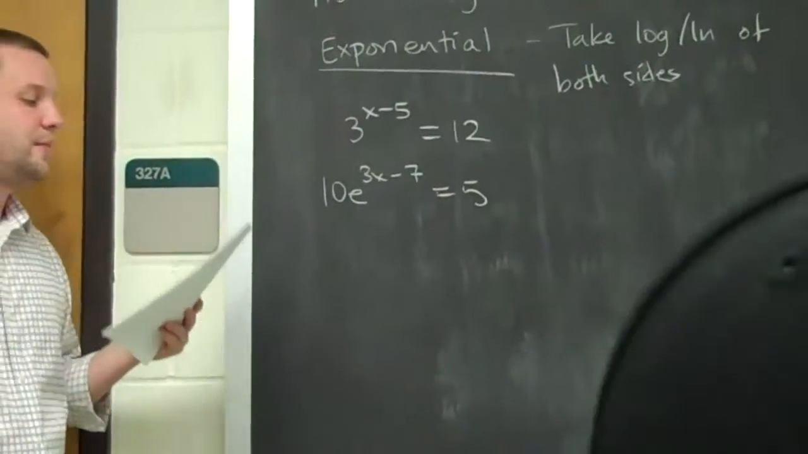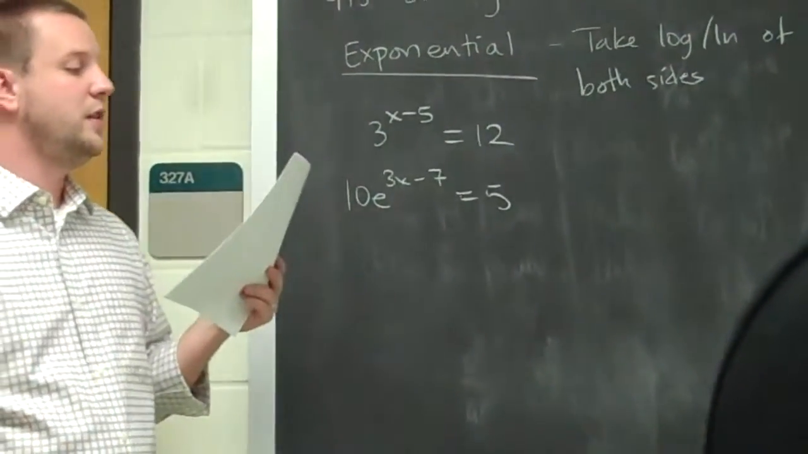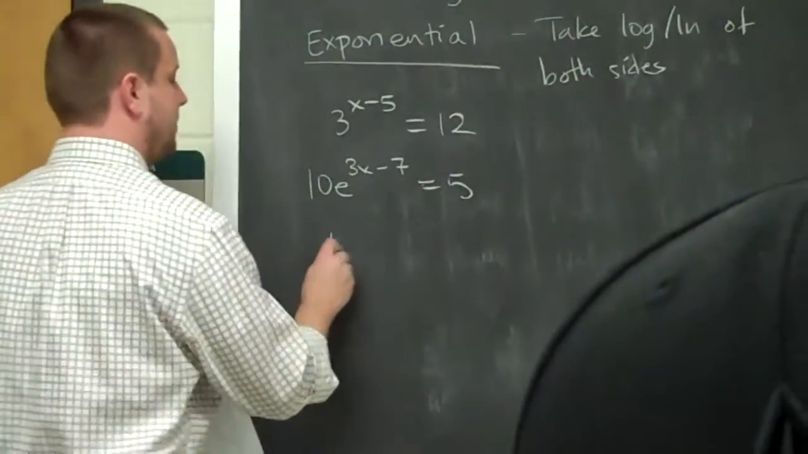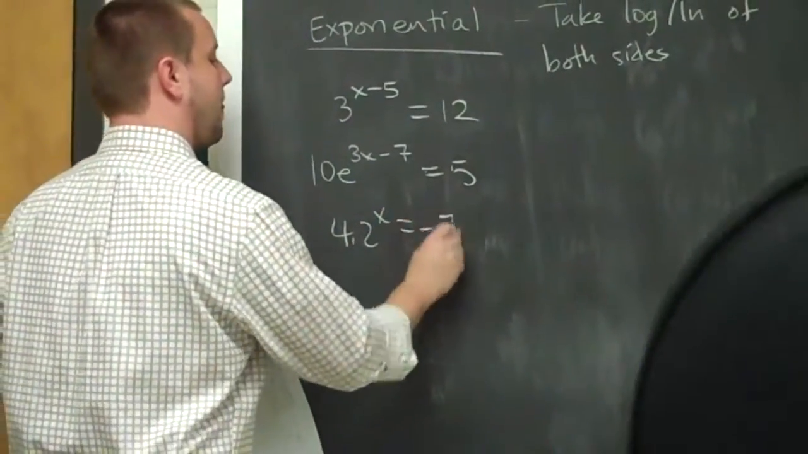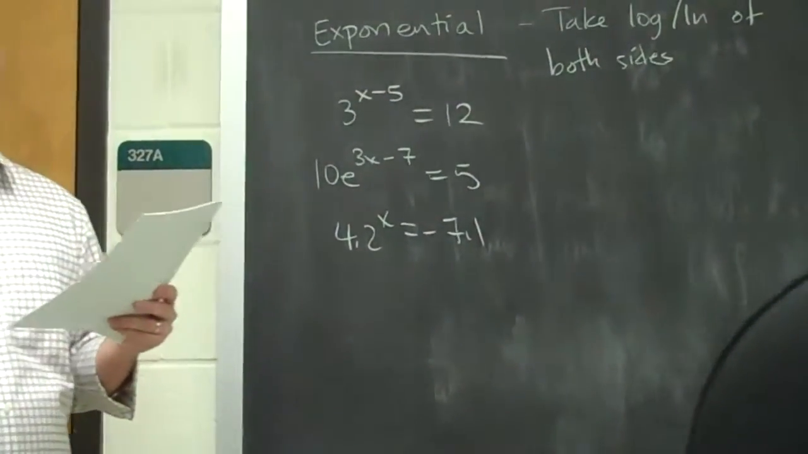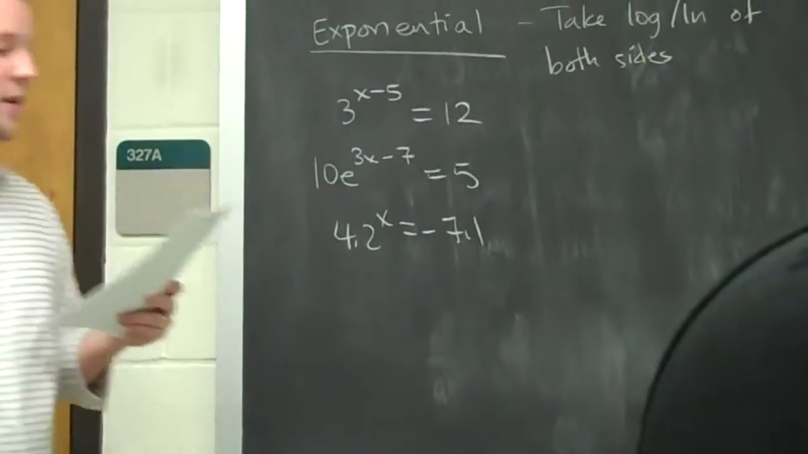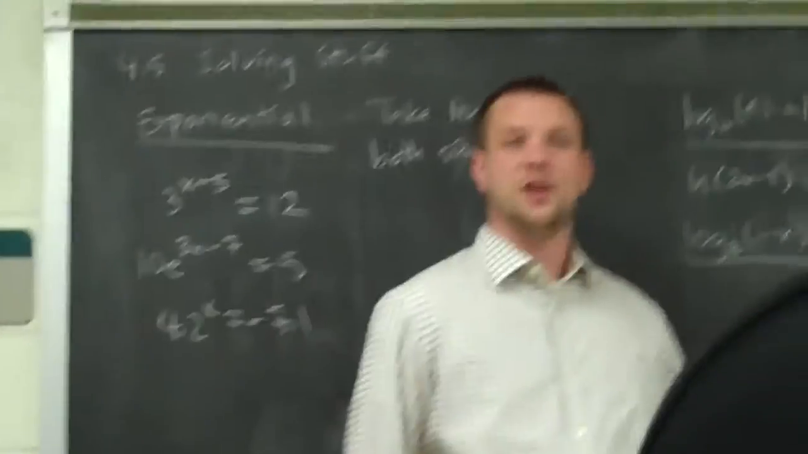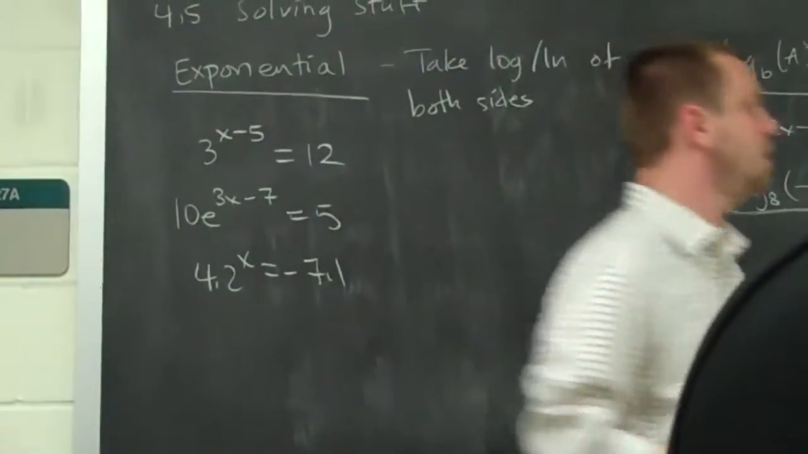Okay, what about the one following that? The 4.2 to the x equals negative 7.1. That's an exponential as well. Okay, third row, first equation, the log base 2, 1. Do y'all agree? Do y'all see it equals 2 on the other side, so log equals number?